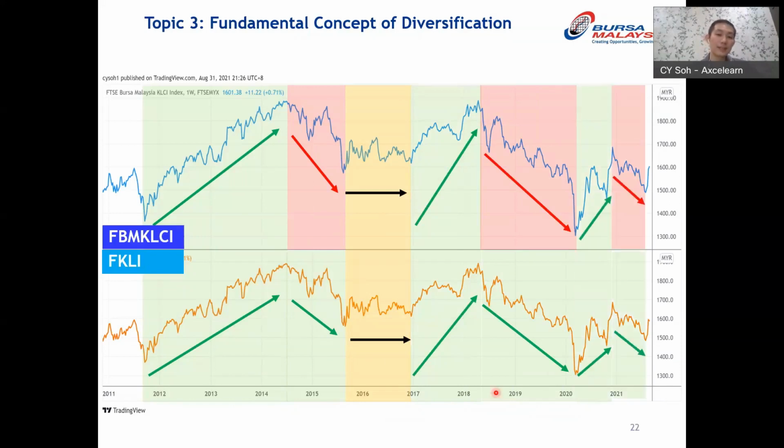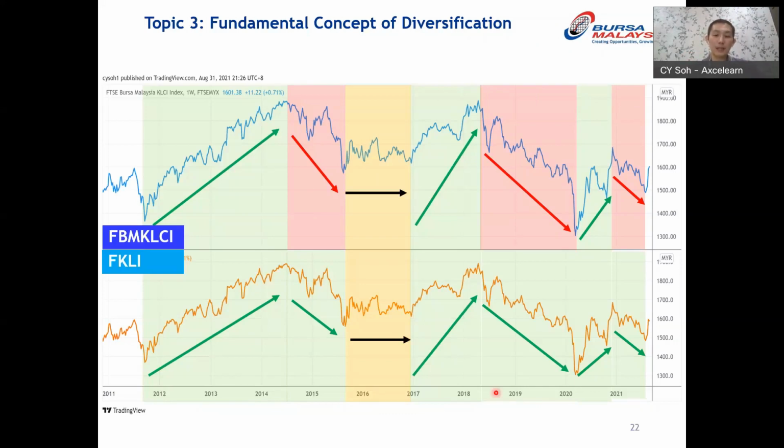So here we can see that both the FKLI index futures and the stock market go in the same direction. Can you see that or not? FKLI and FBMKLCI go the same direction. So index futures are still considered very, very highly correlated to the stock market. Here we do not have diversification benefits, but you can protect your portfolio by hedging against your stock market.